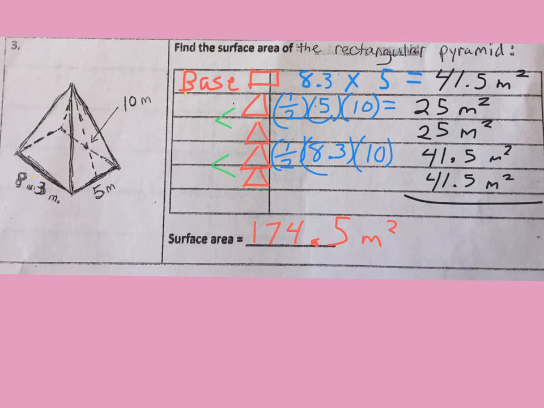All right, did you get the same answer as I did, which was 174.5 meters squared? These 2 triangles would have been the same as these right here. So you just add them all up. So check your answers, see if you got the same, and that is it. So hopefully now you know how to find the surface area of pyramids.